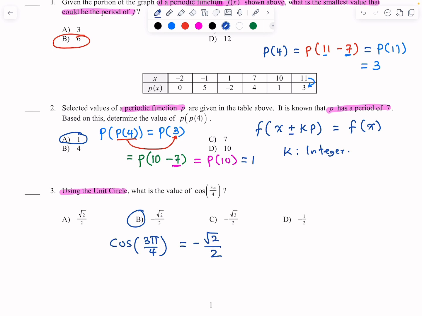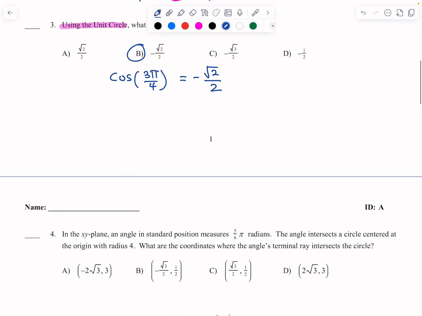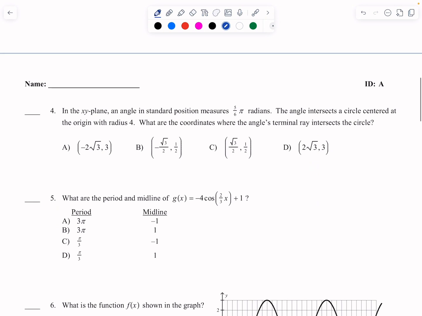And that one is going to be option B. Now let's move to question number 4. For question number 4, how can we solve question number 4? So let's read question number 4.